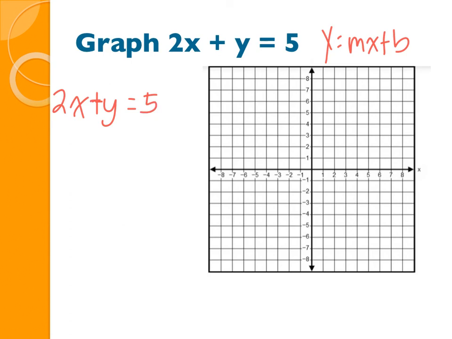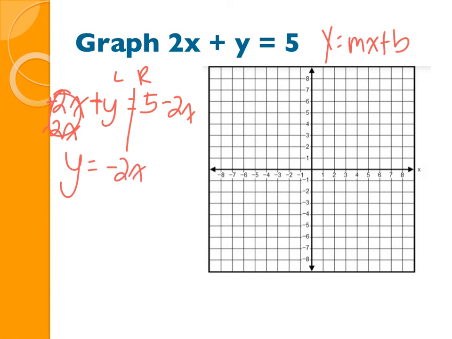So I want to move him from my left-hand side to my right-hand side. So remember left, right. It's a positive 2x. I'm going to subtract 2x because the inverse of addition is subtraction. Minus 2x, 0, y equals, I'm going to go ahead and put it in slope-intercept form here. Negative 2x plus 5. So y equals negative 2x plus 5.